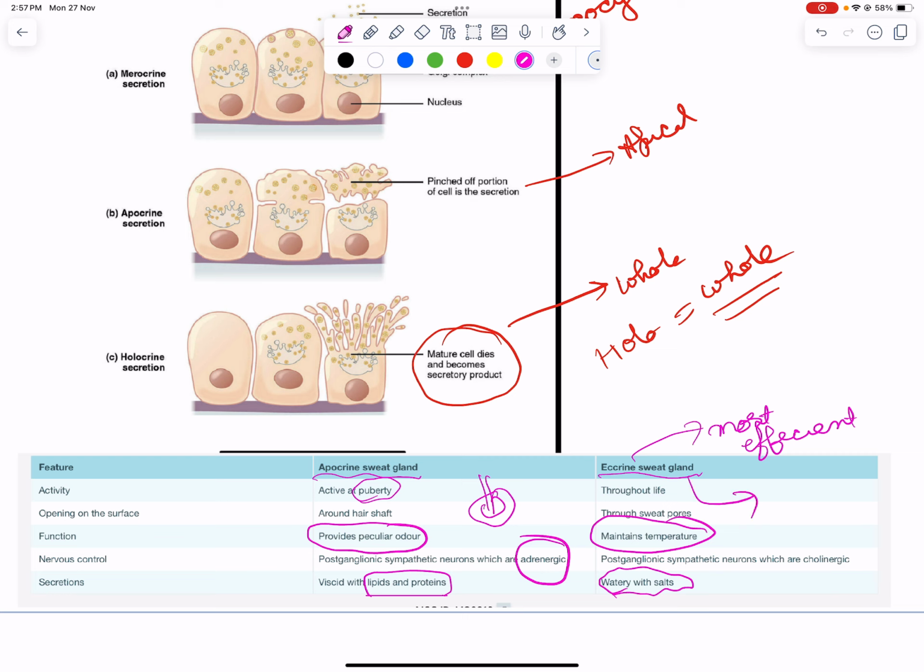So you have to remember that for someone who is bald, how will the secretion be happening, for the purpose of remembering. If there is baldness, then apocrine will not function. So therefore, to continue secretion in bald people also, we have sweat pores.